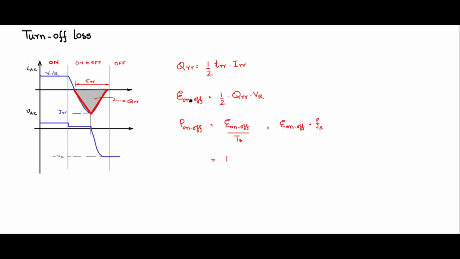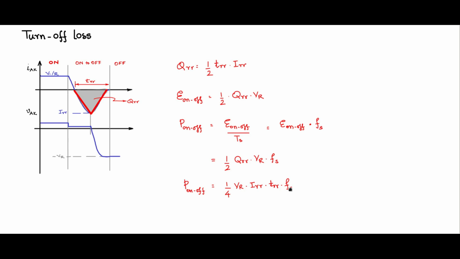So for E on to off, we will replace this equation. E on to off can be written as half QRR VR into Fs. Now QRR can be replaced with this, so we get it in terms of parameters which are measurable and known. QRR is nothing but half TRR IRR. So 1/4 VR IRR into TRR into Fs. So we see here that this is the on to off or turn off power.